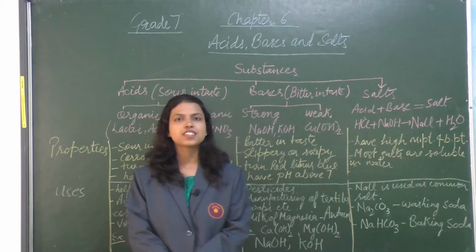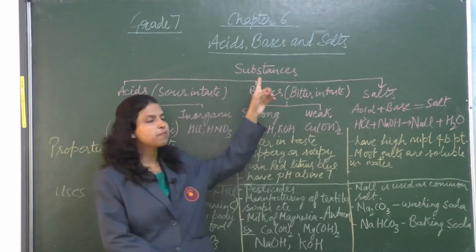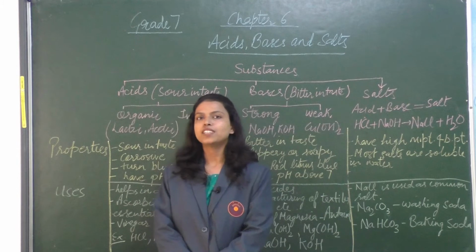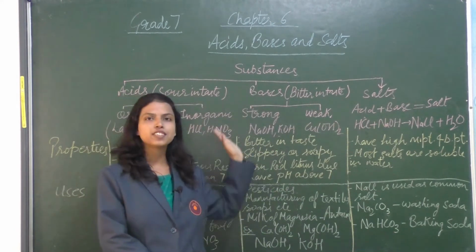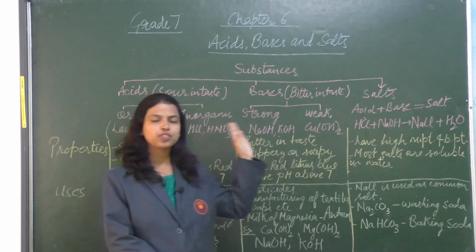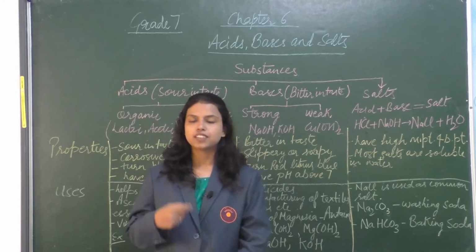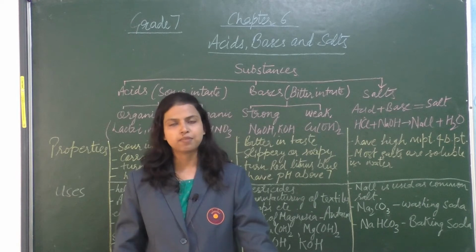So we have finished chapter 6, acids, bases and salts. Now it's time to summarize the chapter. So let's discuss it with the help of this mind map. Before going into details, we'll discuss a general introduction about acids and bases.